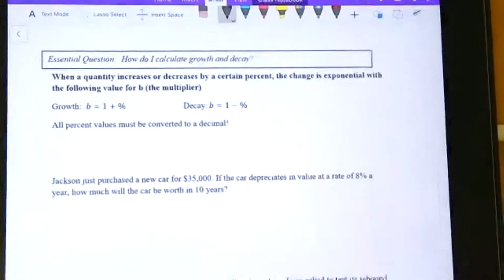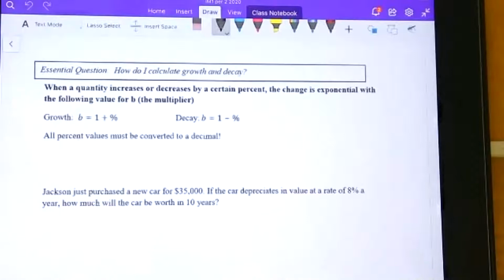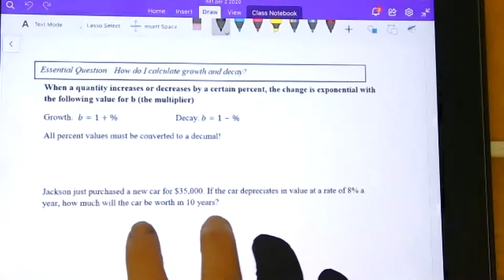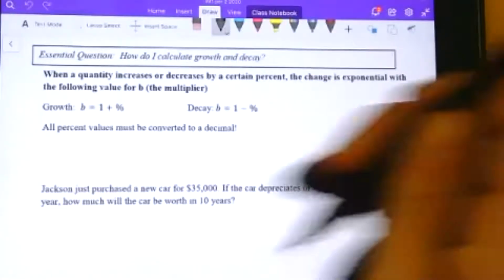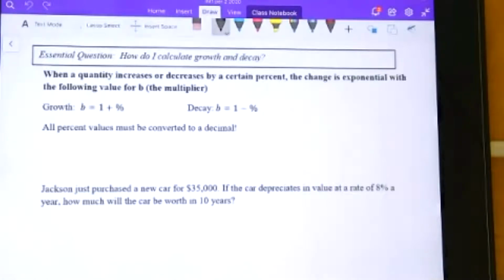Okay, so we're going to do more of really what we've done before. We're just looking at a couple more examples of growth and decay. This is exactly the same thing we looked at when we were doing geometric sequences. So it really is the exact same thing with the percent multipliers.